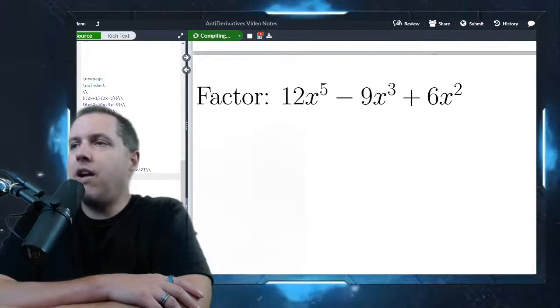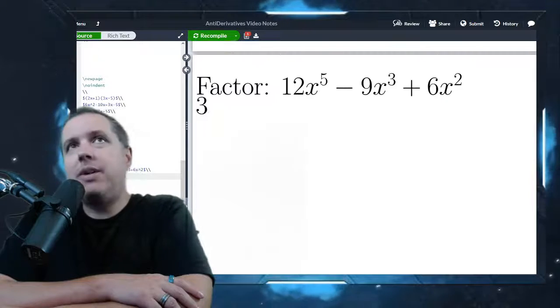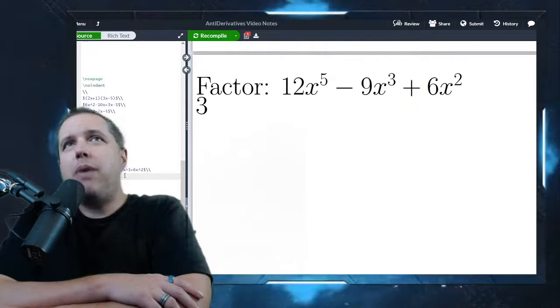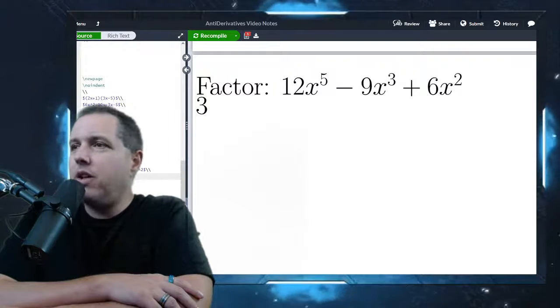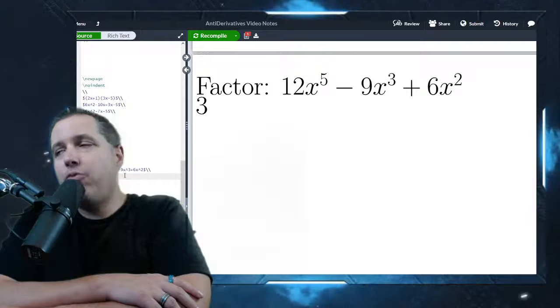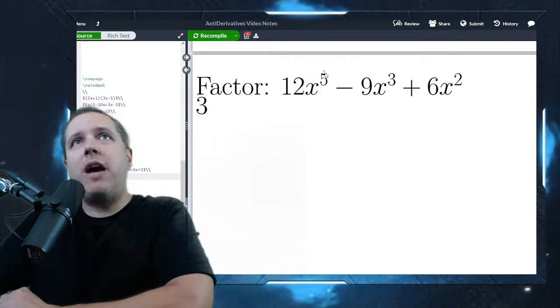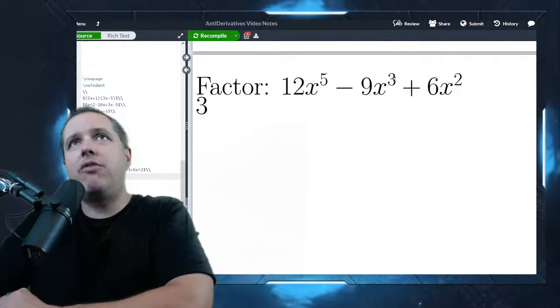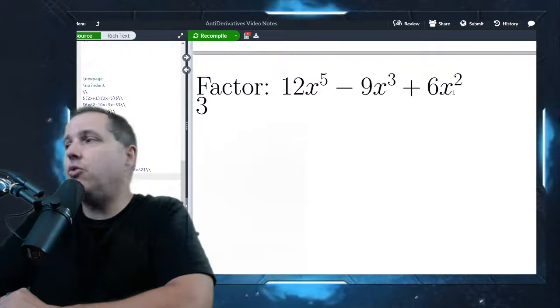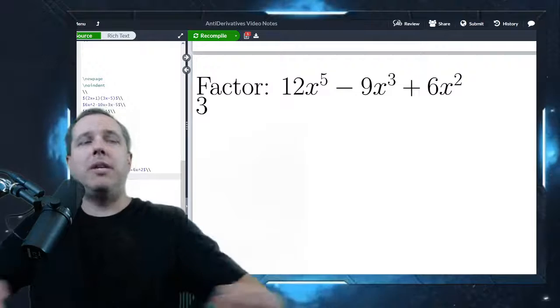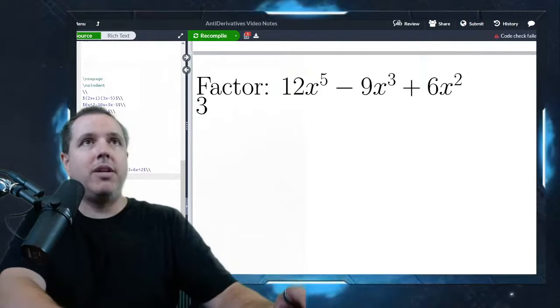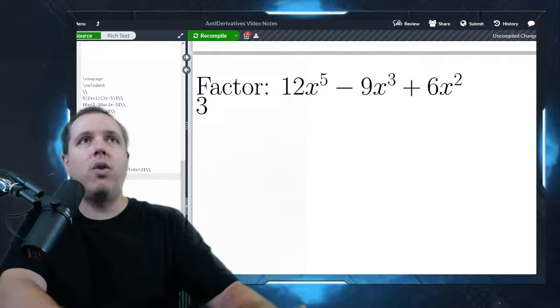Okay. Now I look at the variable, and I ask myself, what's the largest power of the variable that I can pull out from all three of these terms? Well, from this first one, I could pull out 5 x's. From here, I can pull out 3 x's. From here, I can pull out 2 x's because it's an x squared. So that means the biggest thing I can pull out from all of them is 3x squared.